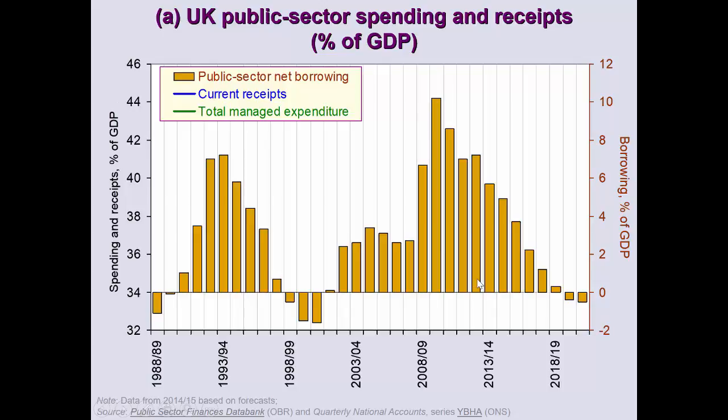Anyway, now let's put the current receipts and total managed expenditures. Now what it looks like. So this is basically tax receipts, which you read on this side. Tax receipts were just under 40%, but then went down hugely, below 34 here, not zero by the way. In this period, tax receipts went down.